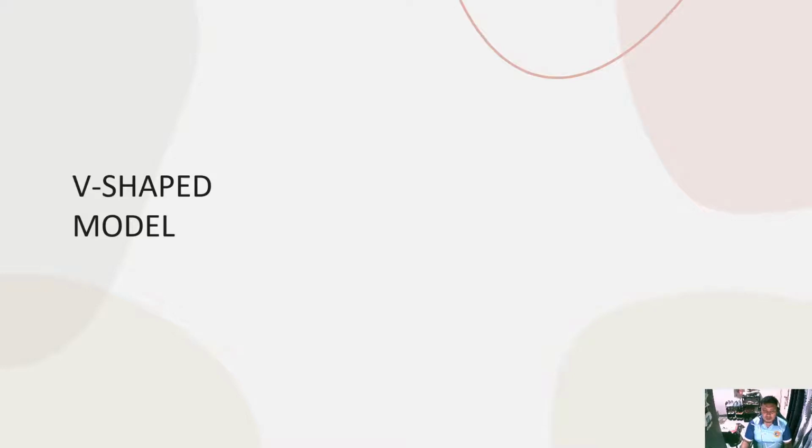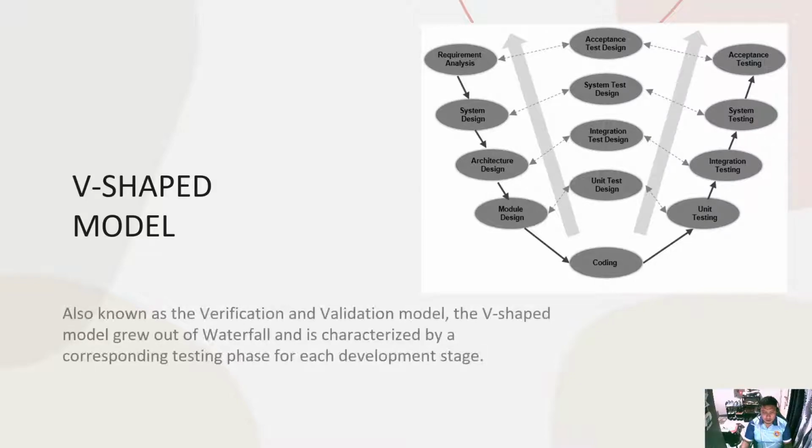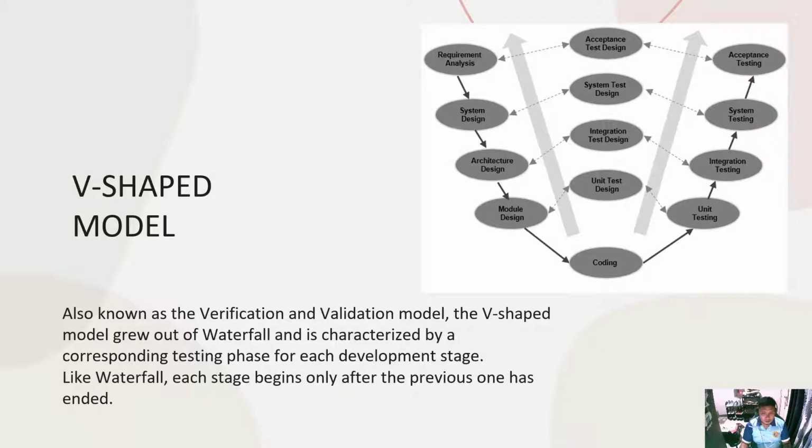Going now to the V-shape model. As you can see, there is now a V shape for this particular model. Also known as the verification and validation model, the V-shaped model grew out of waterfall and is characterized by a corresponding testing phase for each development stage. Like waterfall, each stage begins only after the previous one has ended.